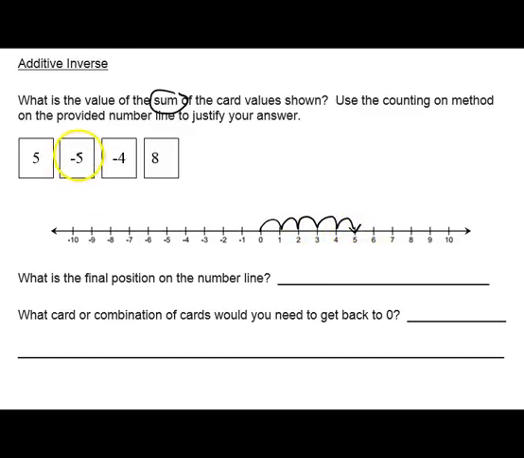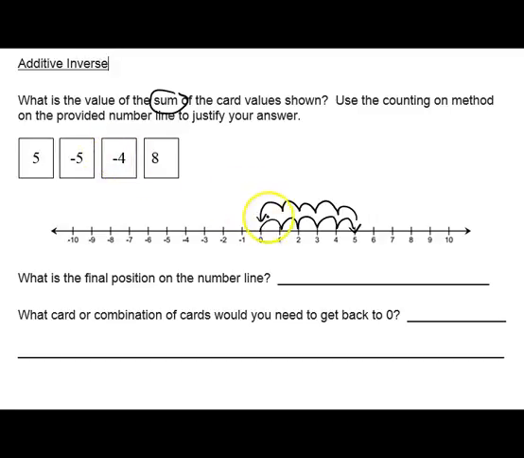And then our next card is a negative 5. Negative means count down. So now we're going to count down 5. 1, 2, 3, 4, 5. We ended up on 0, which is perfect because remember opposites have a sum of 0.